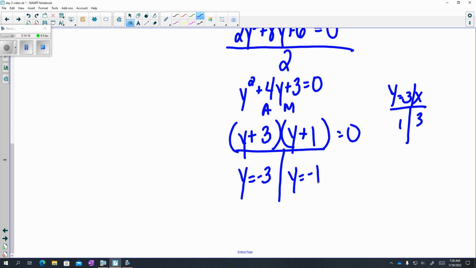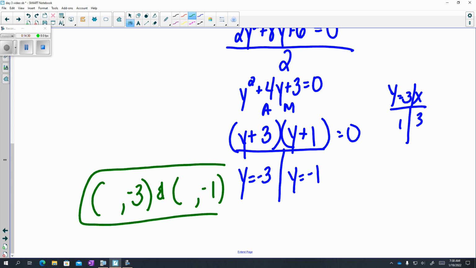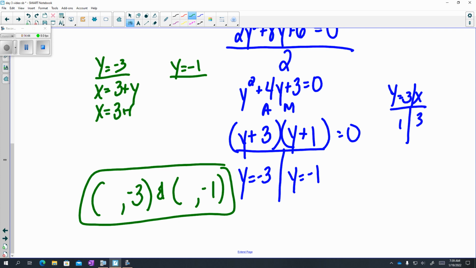But remember, this is a system of equations. So my final answer needs to be x comma y. So right now, I have the y's, but I need to find the x's that go with it. So you're going to substitute in to your line, or the simpler of the two equations. So we had x equals 3 plus y. So x equals 3 plus negative 3. That gives me 0. So my first coordinate is 0 comma negative 3.